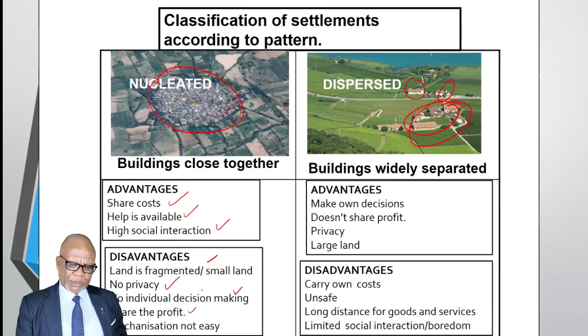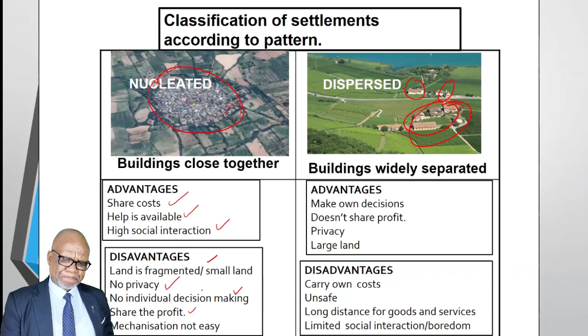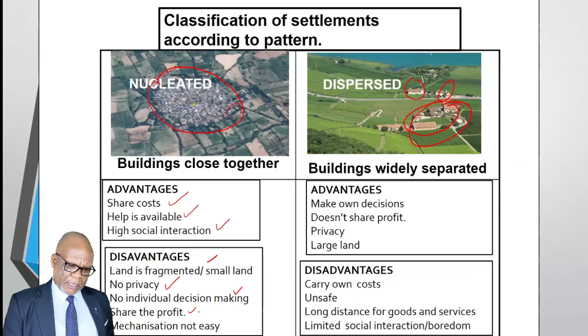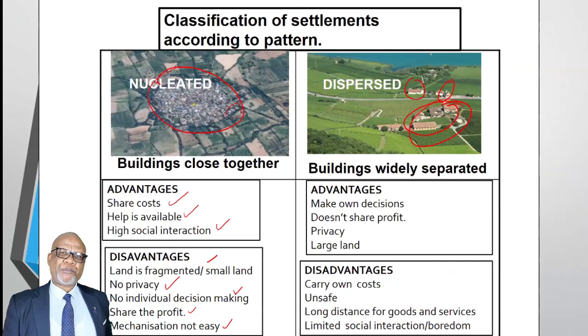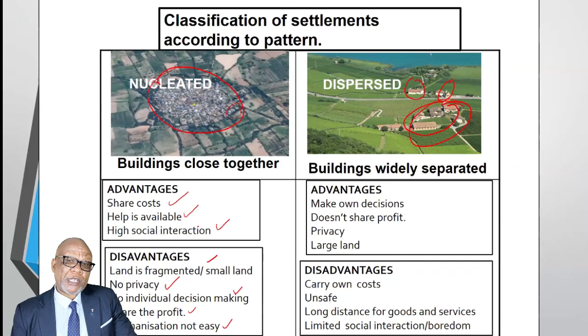After you have contributed, we said the advantage is that you can share costs. But as much as you share cost, when the profit comes, you must also share profit. And then mechanization is not easy. Why is mechanization not easy? Because of the small piece of land that farming is done on here. So when you're looking at these advantages and disadvantages, you must be able to differentiate them because the examination question can be very specific.